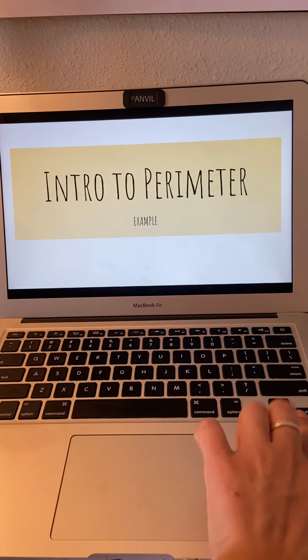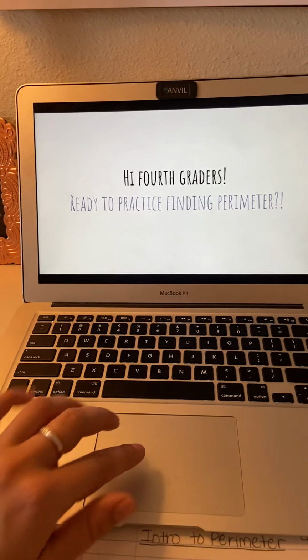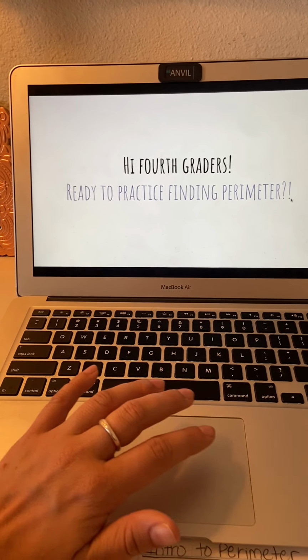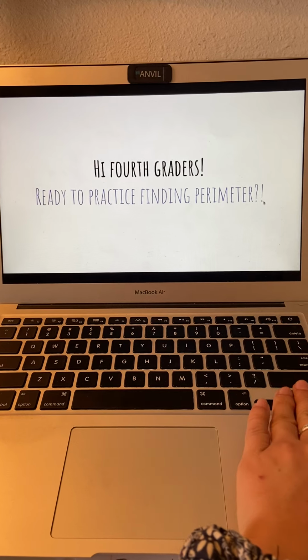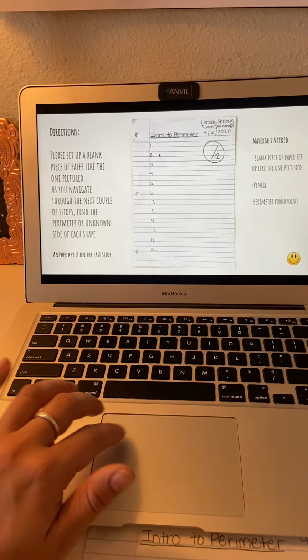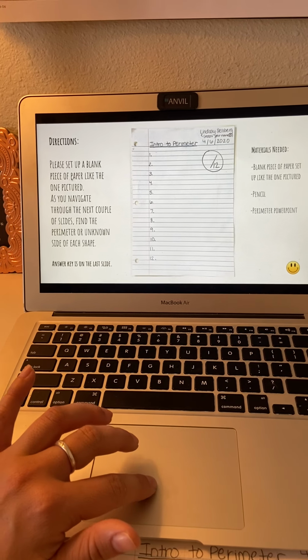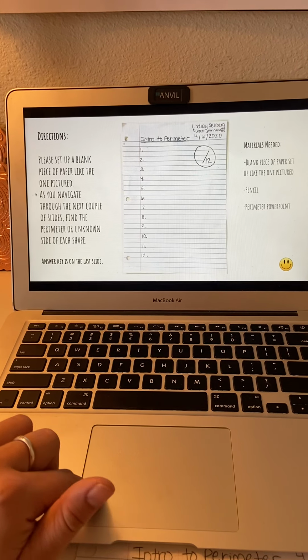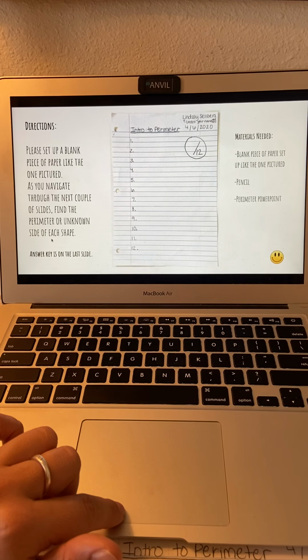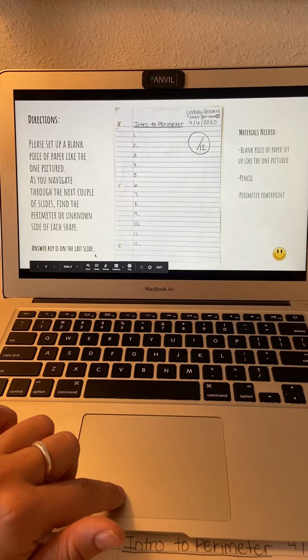I'm going to use the arrows on my keyboard to click through. It says, hi 4th graders, ready to practice finding perimeter. And your slide will say the same exact thing. Now I'm going to click the arrow to the next slide. It says, directions, please set up a blank piece of paper like the one pictured. As you navigate through the next couple of slides, find the perimeter or unknown side of each shape. The answer key's on the last slide.